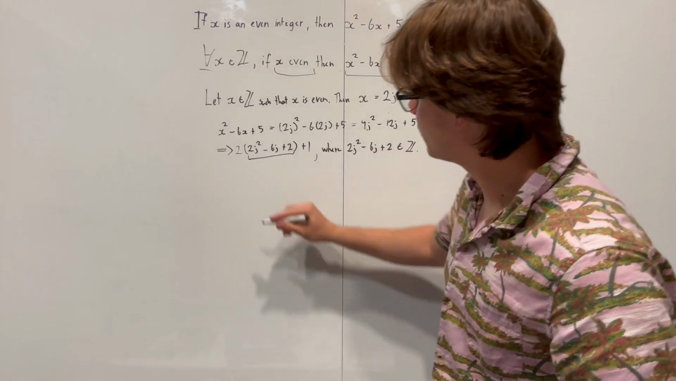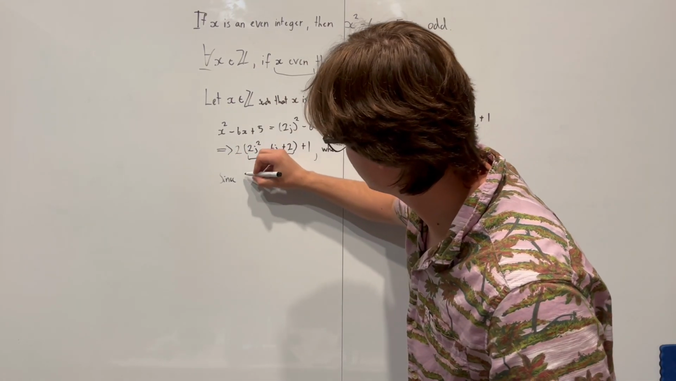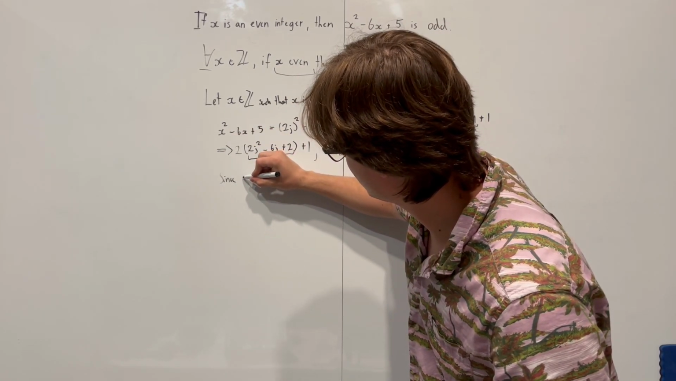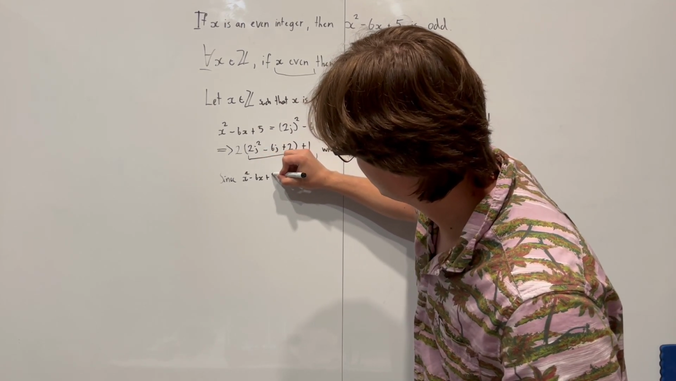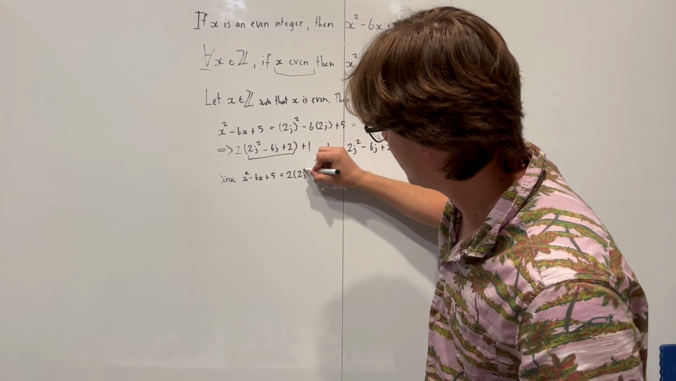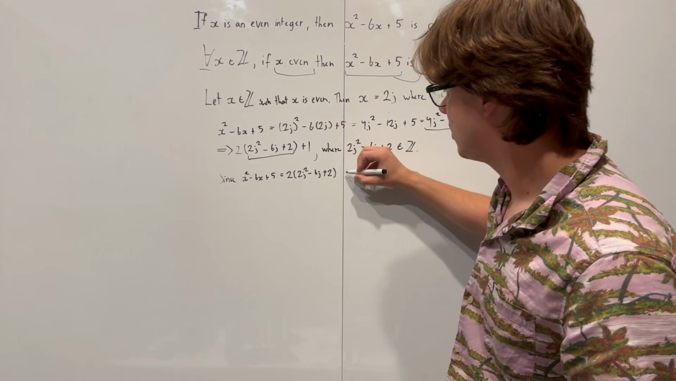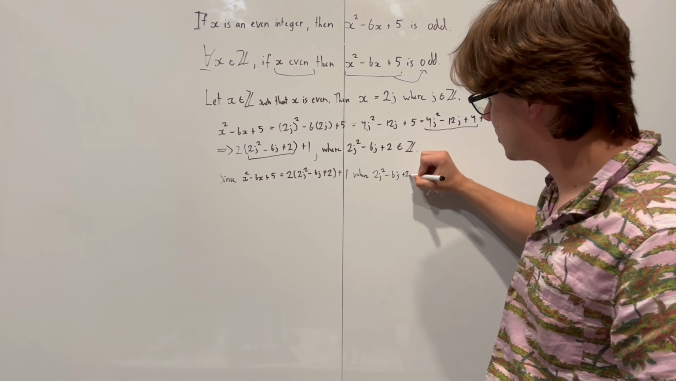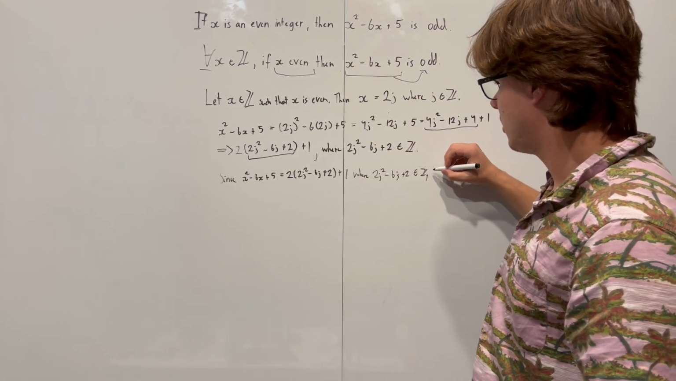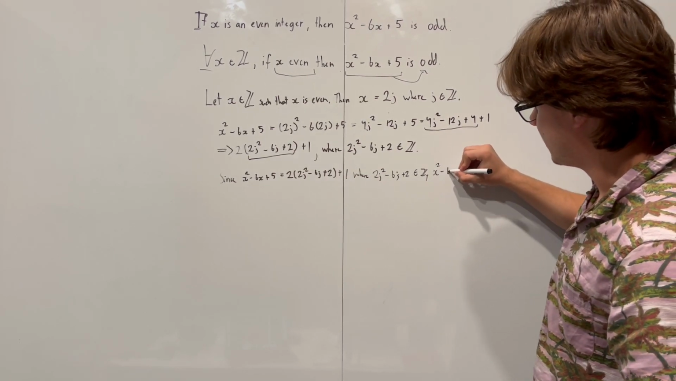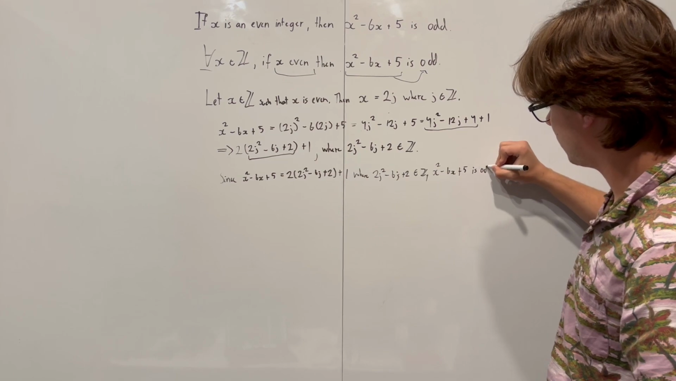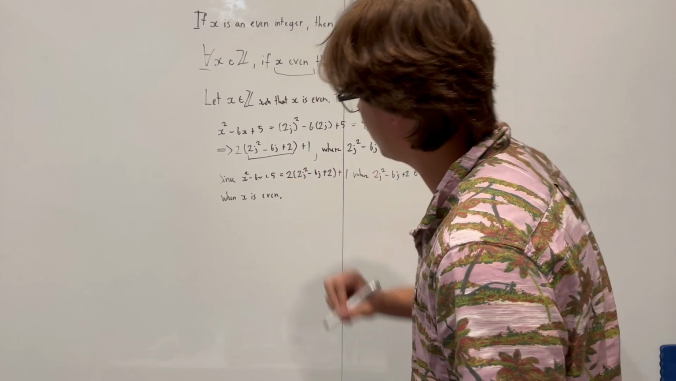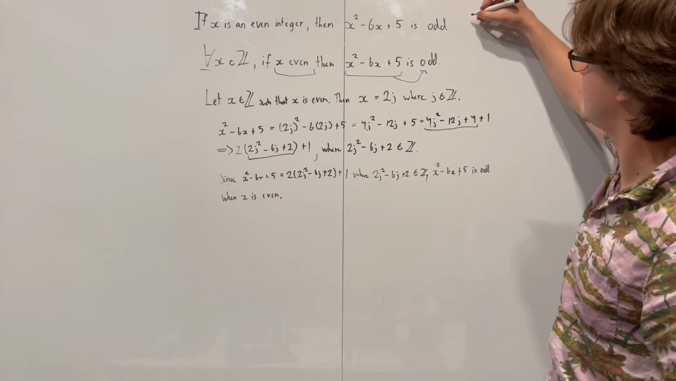Now let's conclude our proof here. Since x squared minus 6x plus 5 is equal to 2(2j squared minus 6j plus 2) plus 1, where 2j squared minus 6j plus 2 is an integer, x squared minus 6x plus 5 is odd when x is even. Awesome. So we've just proven that this statement is in fact true.